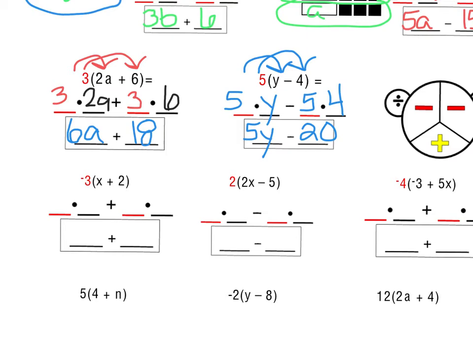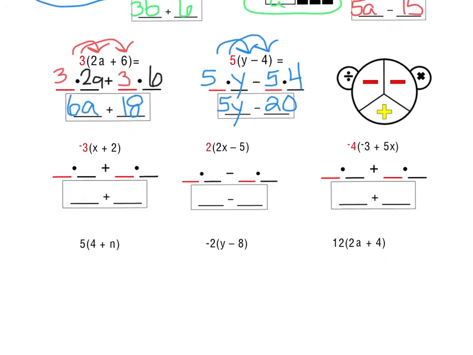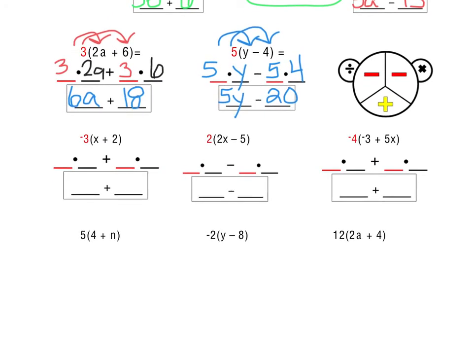All right, for these next few, you can also have the integers. So we're going to use our monkey face. Remember that a negative times a negative is a positive, and a positive times a negative is going to be a negative. So we see here we have negative 3 as our distributor. So we're going to do negative 3 times x, and then we're going to have negative 3 times 2. Okay? So negative 3 times x is simply negative 3x, and negative 3 times 2 is simply a negative 6.